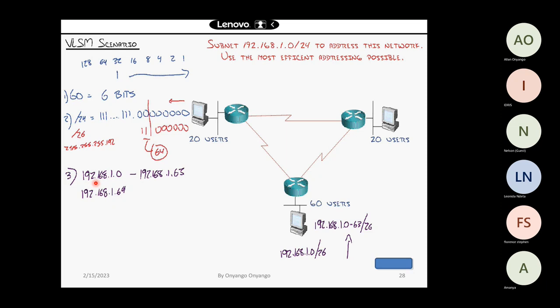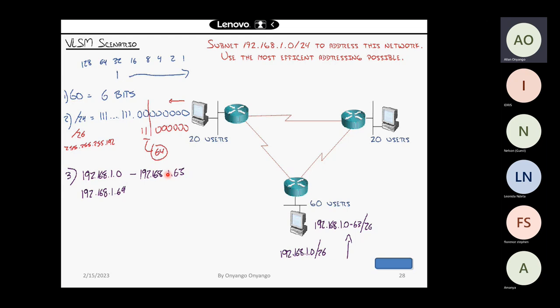0 plus 64 is 64. Then it means if the second network will be beginning with 64, 192.168.1.64, the range for the first one will be 63. You see that? So the first range is going to be 63.